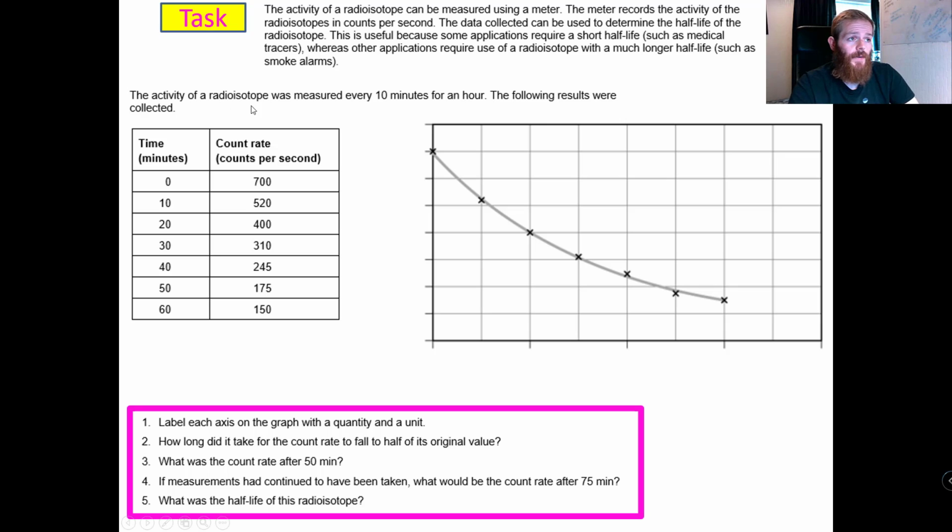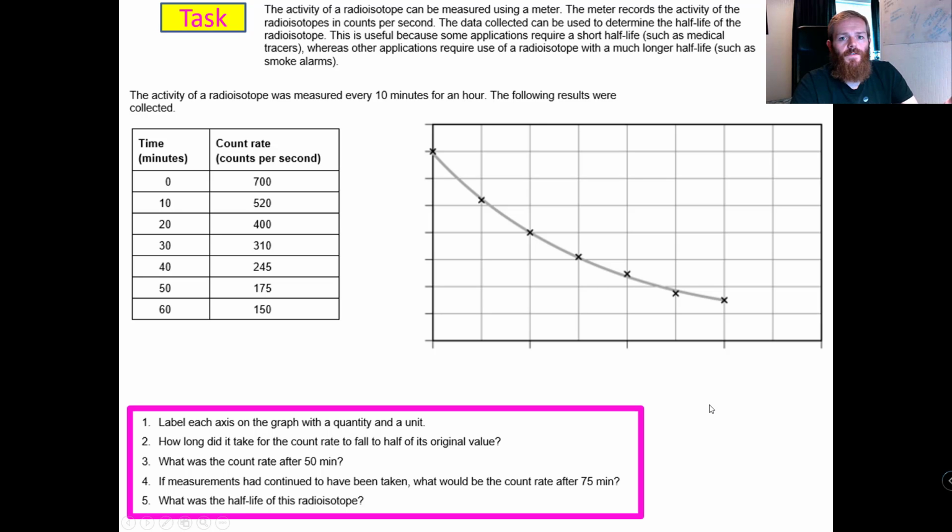So the activity of a radioisotope was measured every 10 minutes for an hour, and the following results were collected. Okay, so you're given a table there with some results in, you're given a pre-completed graph there, and you've got some questions. So you just need to work through those questions, and each one's pretty self-explanatory. What I want you to do is try these yourself, pause the video, take as long as you need to fill this in, and then we'll spend some time going through it.